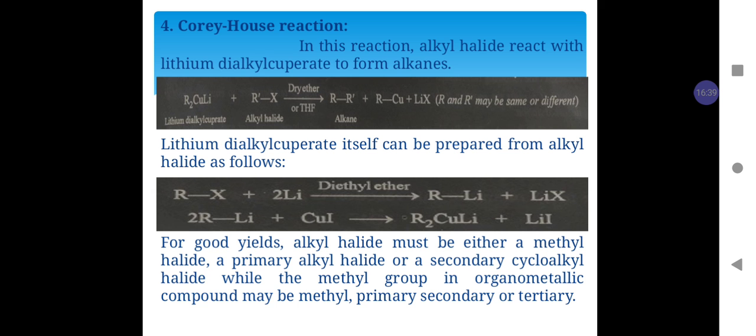The next method for preparation of alkane is the Corey-House reaction. In the Corey-House reaction, alkyl halide reacts with lithium dialkyl cuprate, which is also known as Gilman reagent, to form alkane.